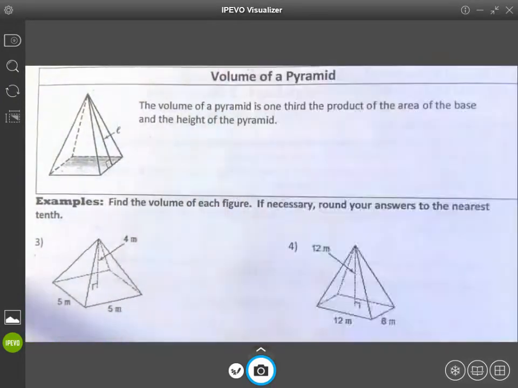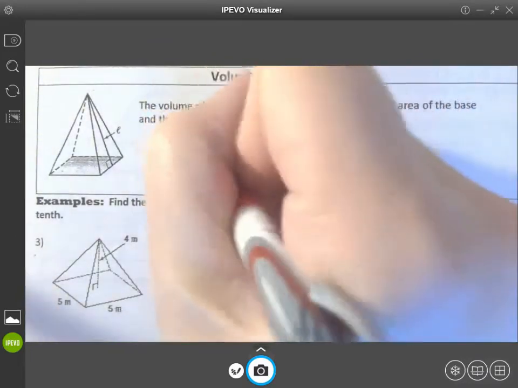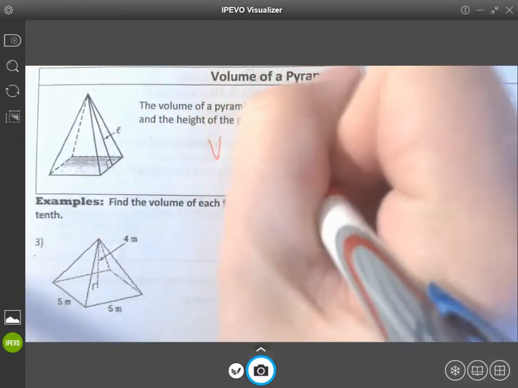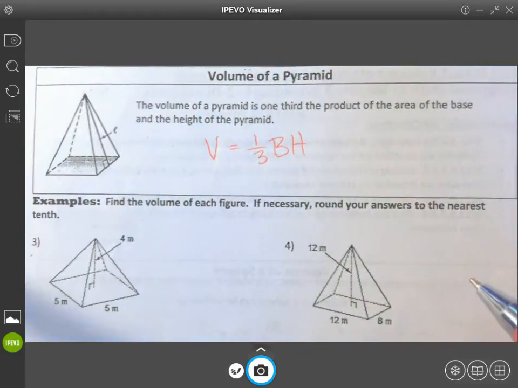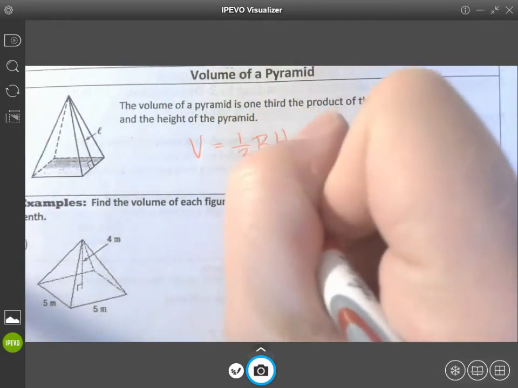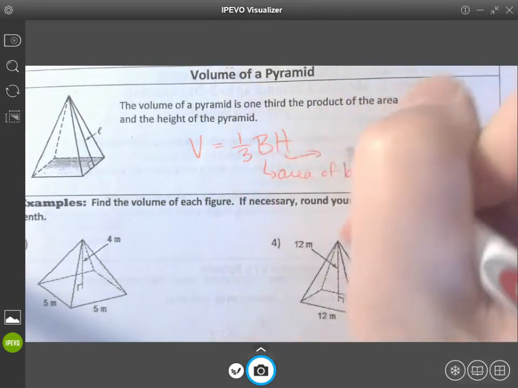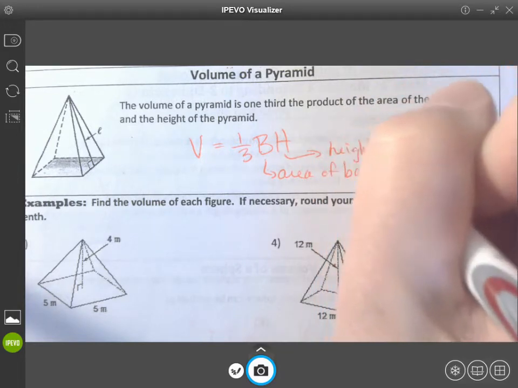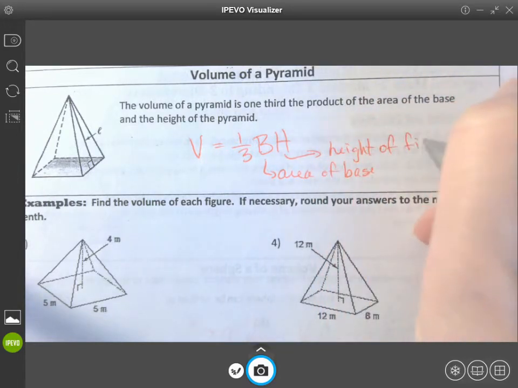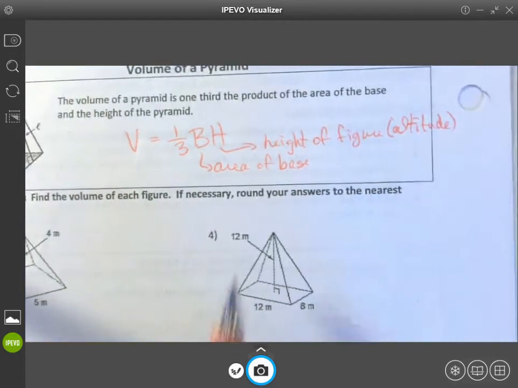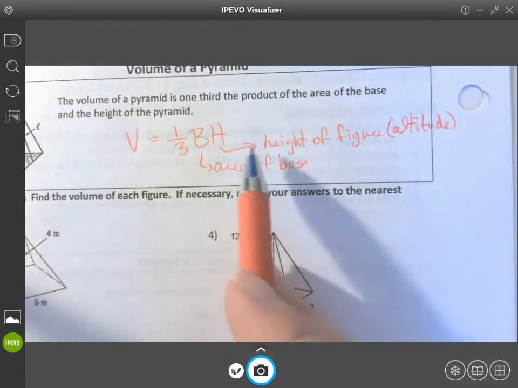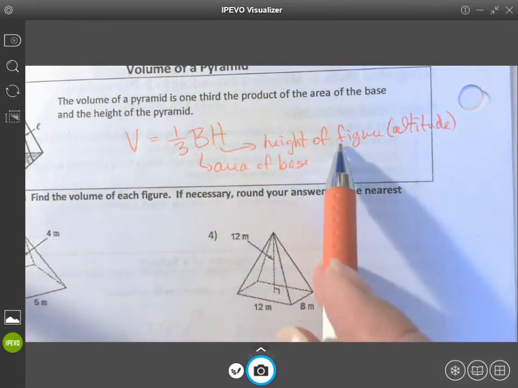So here we go. Take your little formula and put it in here. Volume equals 1/3 base times height. I guess I'll use a capital H here. That B stands for area of base, and the H stands for height of figure. Height of figure, and that is the altitude, not slant height. All right. So the big B stands for area base, the big H stands for height of figure.